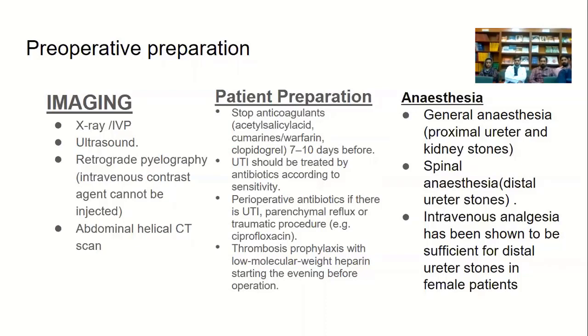Usually, general anesthesia is used for proximal ureteric stone. Spinal anesthesia is used for distal ureteric stone. In case of female, IV analgesia can be used for distal ureteric stone.